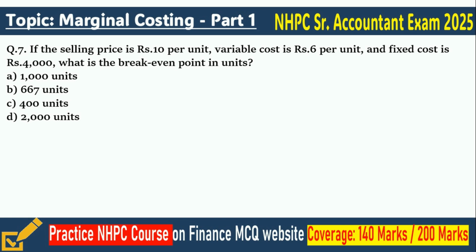Moving on. Friends, next question. The selling price is 10 per unit, variable cost is 6 per unit, fixed cost is given as 4,000 rupees. What will be the break-even point in units? So friends, what is the formula for break-even point in units?